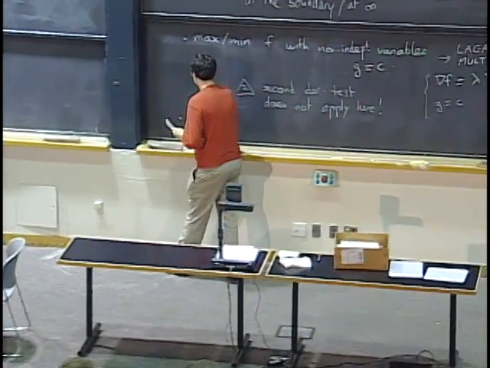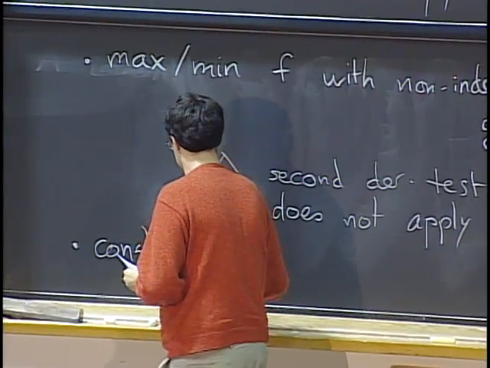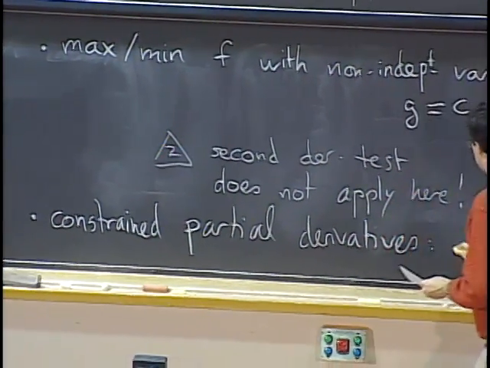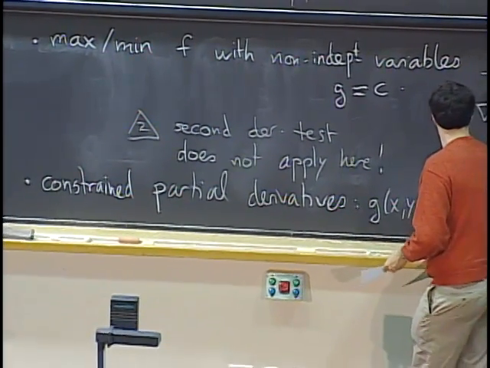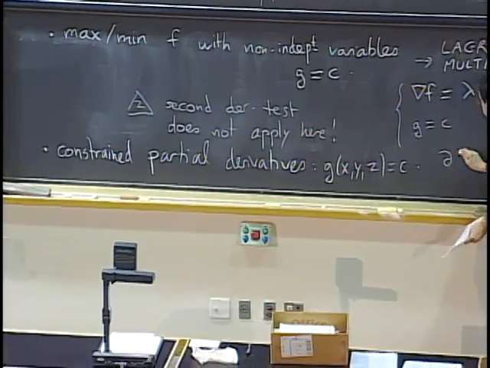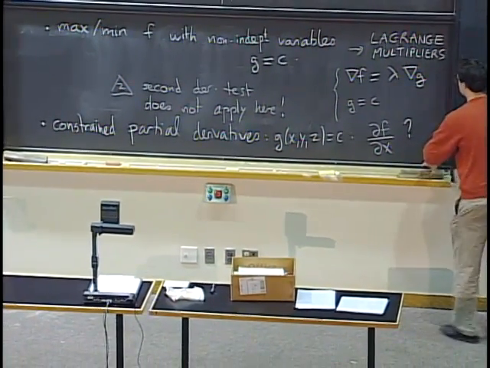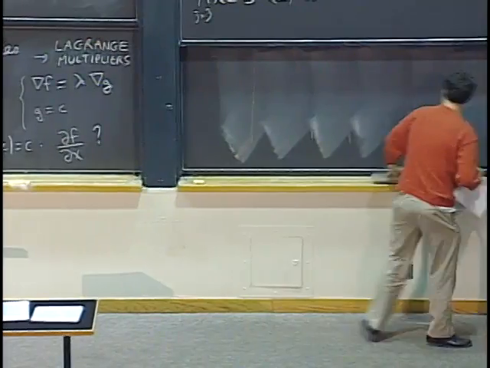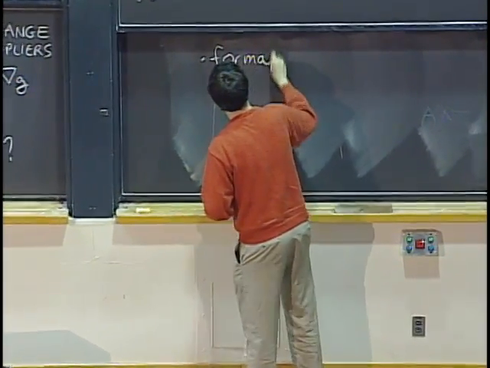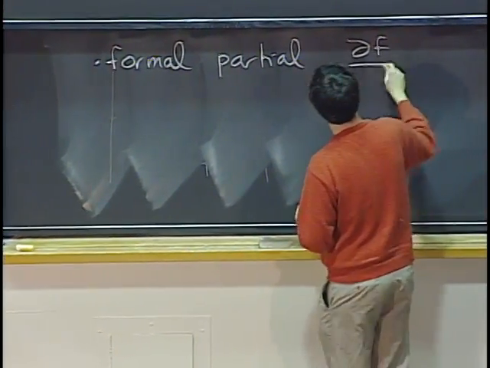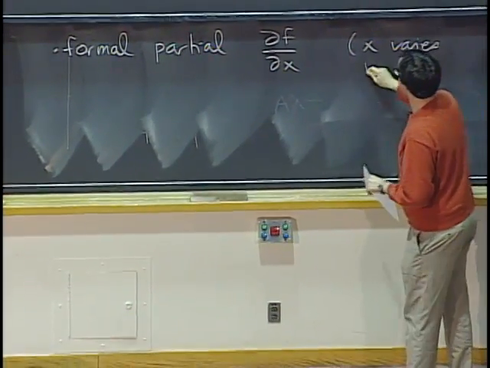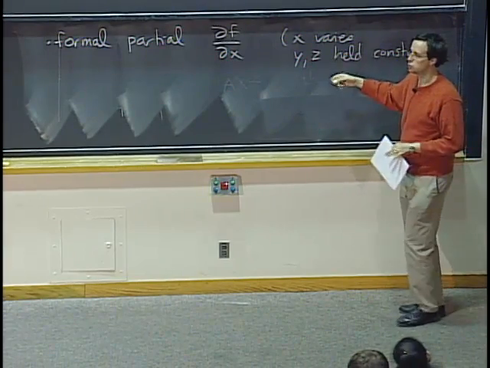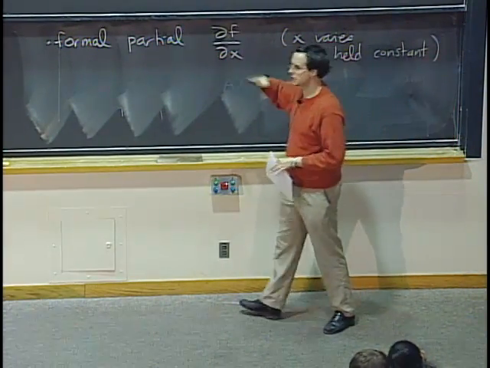And the last thing we've seen is constraint partial derivatives. So for example, if you have a relation between x, y, and z, which are constrained to be a constant, then the notion of partial f, partial x takes several meanings. So just to remind you very quickly, there's the formal partial, partial f, partial x, which means x varies, y and z are held constant, and we forget the constraint. This is not compatible with the constraint, but we don't care. So that's the guy that we compute just from the formula for f, ignoring the constraint.